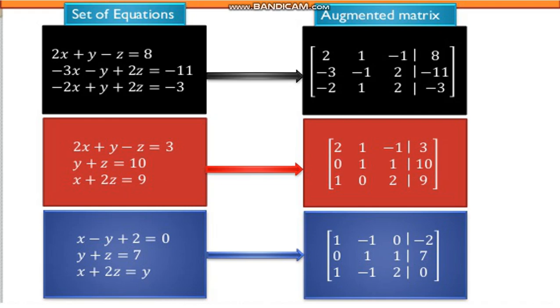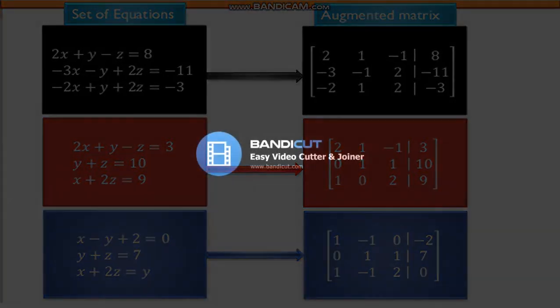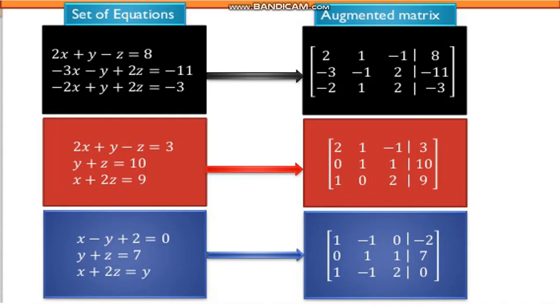For both the Gauss elimination method and the Gauss-Jordan method, we require an augmented matrix. It is a very simple matrix. If we have a set of equations, we take the coefficients of the equations and put them into matrix form. This matrix is known as the augmented matrix.